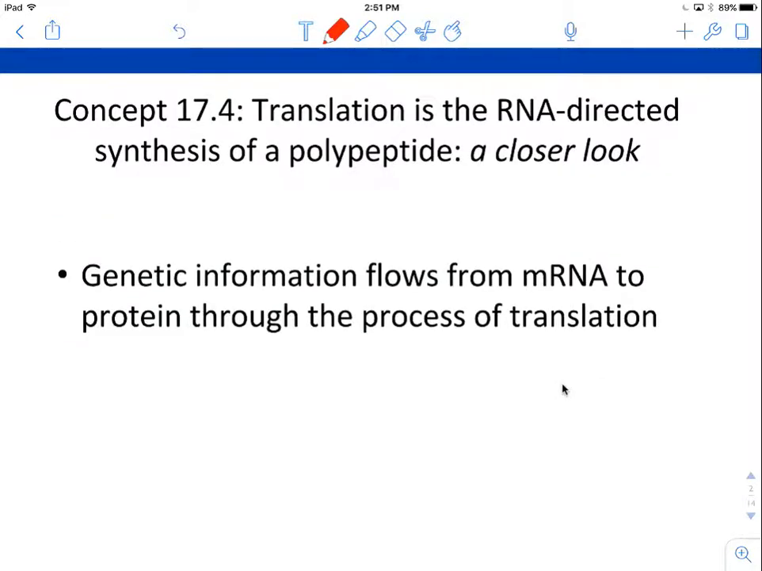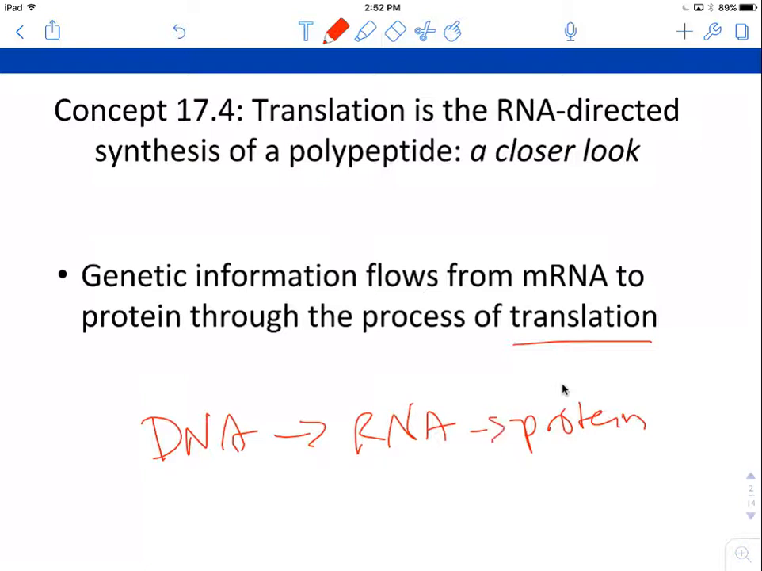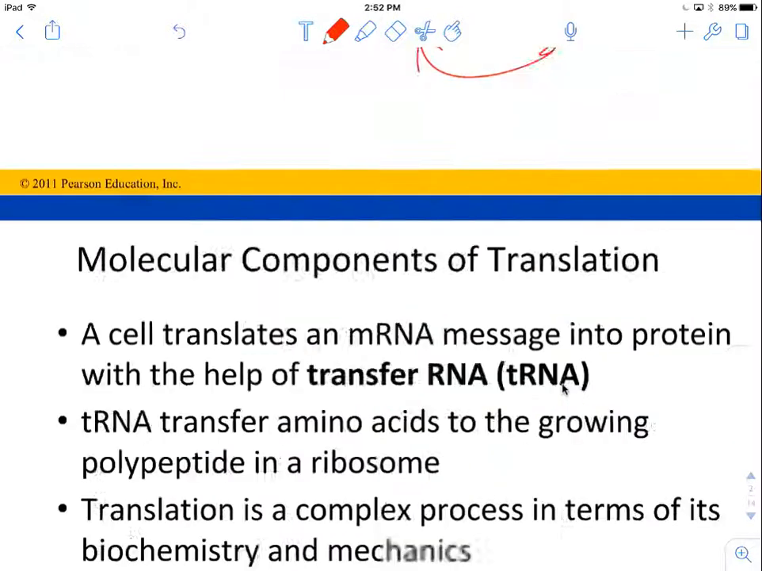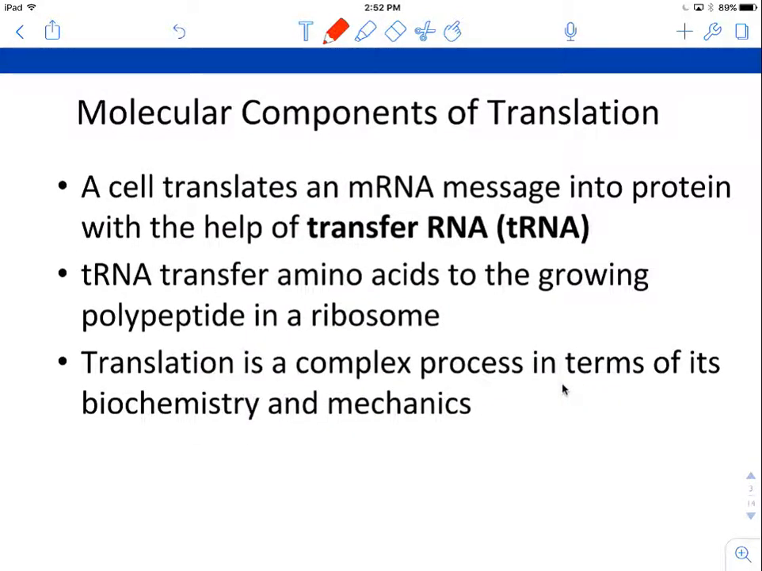All right. So genetic information flows from mRNA to protein through the process of translation. Remember, that's our second half of our dogma: DNA, RNA, protein. Okay, so we're going to look at this step right here, RNA to protein. A cell translates an mRNA message into protein with the help of another type of RNA called tRNA. tRNAs transfer amino acids to the ribosome and put them in the right order in the growing polypeptide or protein.